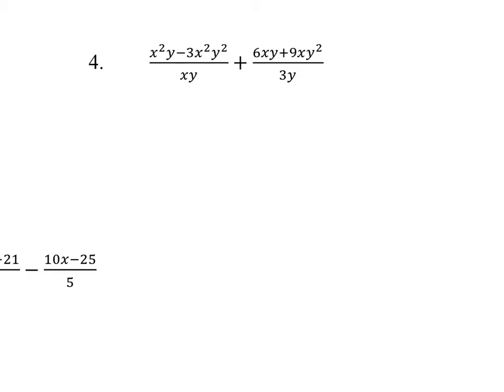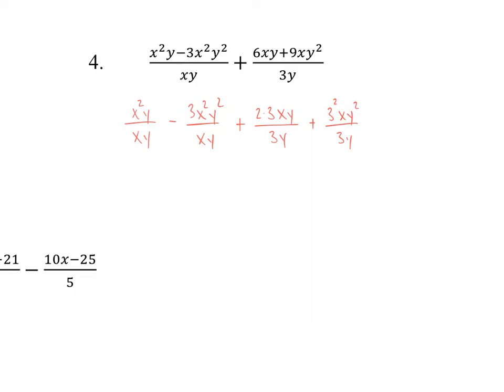All right, so what we're going to do is rewrite this as x squared y over xy minus 3x squared y squared over xy plus 2 times 3 xy over 3y plus 3 squared xy squared over 3y. And now we can just cancel out things that equal 1.